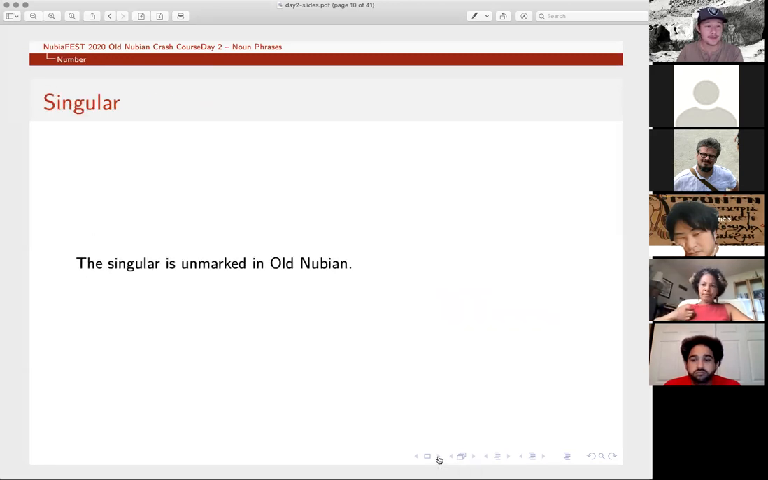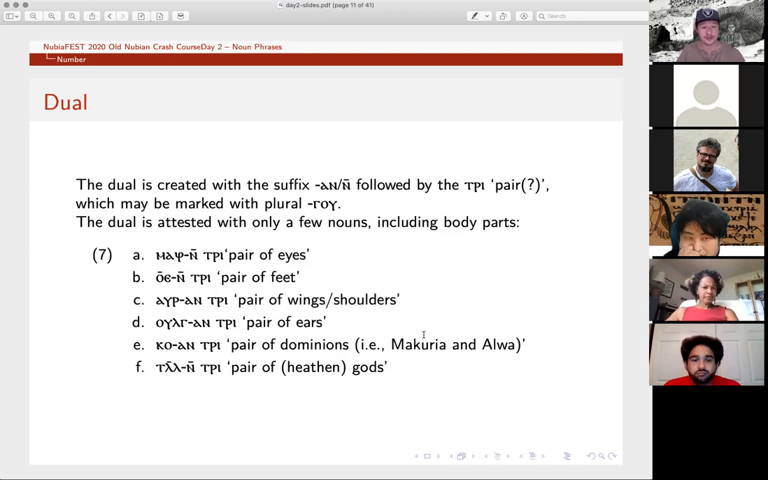So let's go to number. So the singular is easy, it's unmarked. This is not a given. Nilo-Saharan languages and also several Nubian languages have marked singulars or singulatives. There are all kinds of traces of this system also in Old Nubian, but it's all been lexicalized. So it's become part of the lexicon, and it seems that the speakers no longer really feel that singulars can be a marked thing. So for all practical purposes, singulars are not marked in Old Nubian. The things that are marked are duals and plurals.